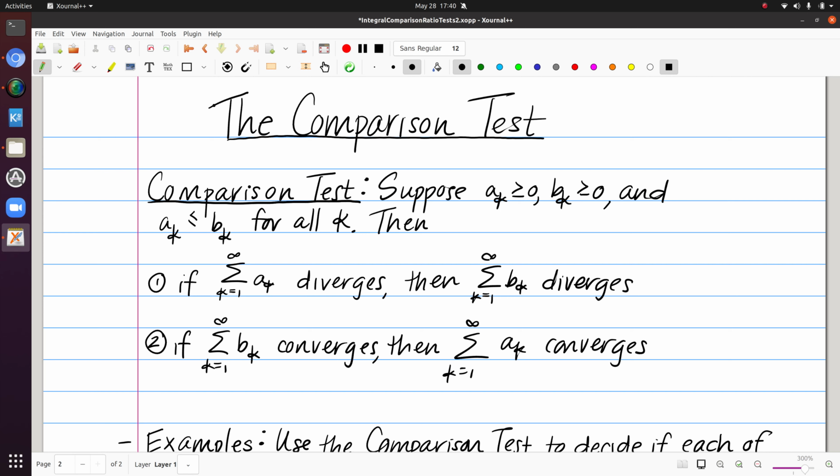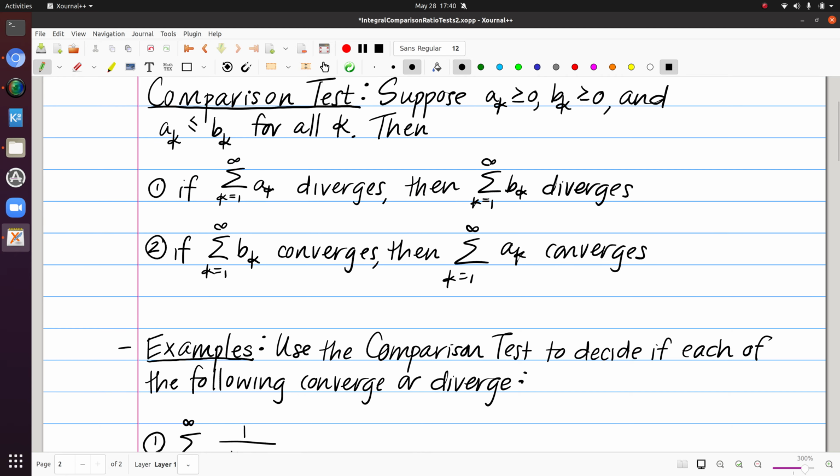Notice that there are two other possibilities which just happen to be inconclusive in this instance. If you happen to show that the smaller sum converges, or if you show that the larger sum diverges, then we won't be able to conclude anything using the comparison test. So that's the idea behind it.